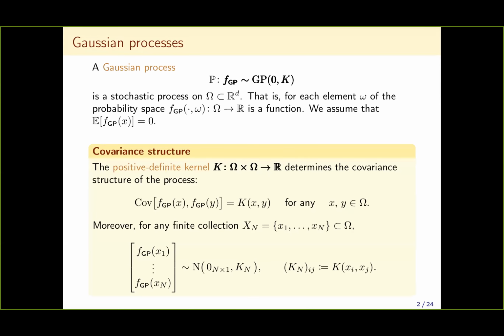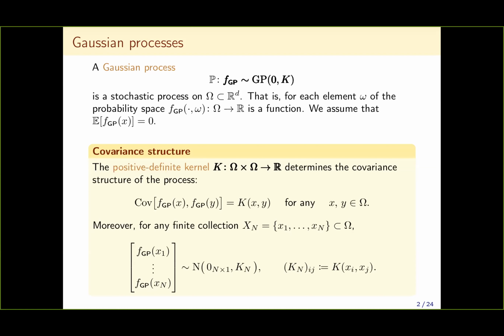So first, a very quick introduction to Gaussian processes. A GP, f_GP, is a stochastic process on some d-dimensional domain omega, which means that for each element of this probability space, the sample is a function defined on this set. And we always assume that this GP is zero mean.